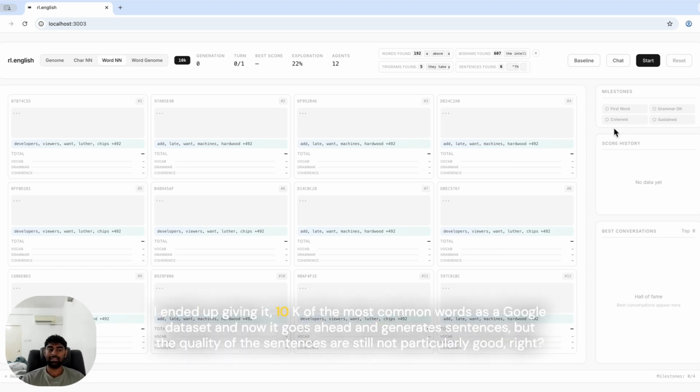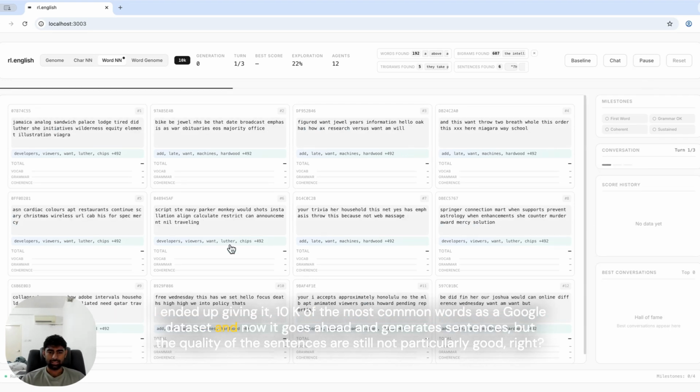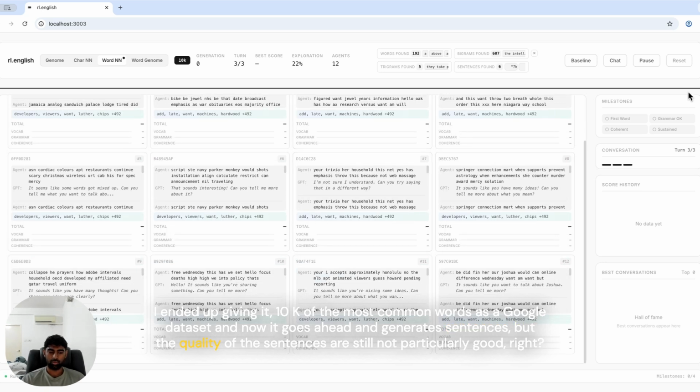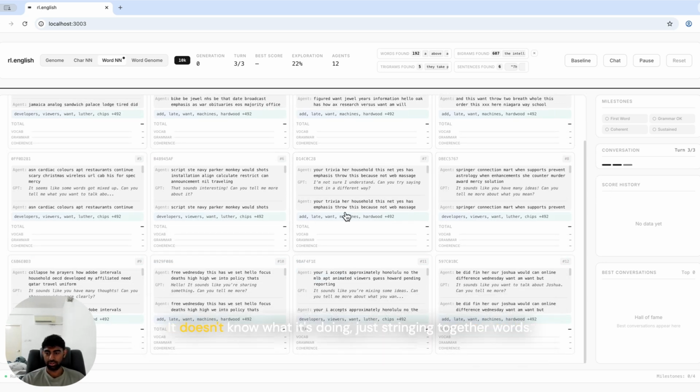That idea didn't go very far because our word sample size was limited, right? So I ended up pivoting. I ended up giving it 10K of the most common words as a Google data set. And now it goes ahead and generates sentences, but the quality of the sentences is still not particularly good, right? It doesn't know what it's doing, just stringing together words.